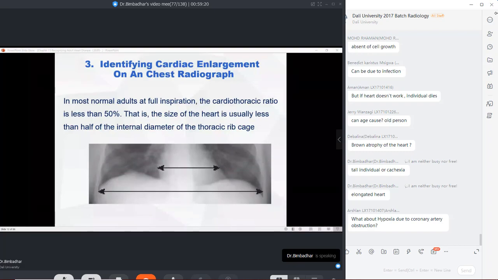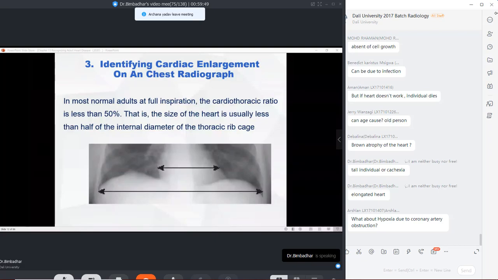Coronary artery obstruction. If there is a coronary artery obstruction, what happens? There is less blood supply to a part of the cardiac muscle. Only that muscle dies and only that muscle atrophies, but not the heart as a whole. Yes or no? If the whole blood supply to the heart is stopped, what do we call that condition? It's called cardiac arrest. Yes or no? The patient dies.